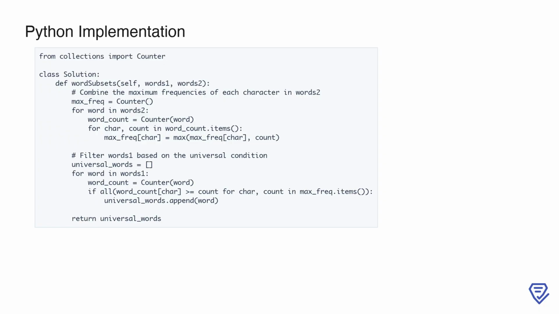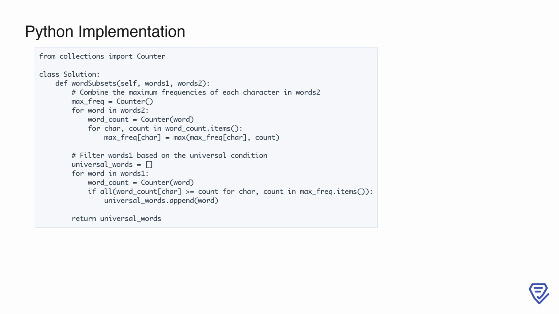3. Calculating maximum frequencies. The first step involves determining the maximum frequency of each character across all words in words 2. A Counter object, max_frequency, is used to store these maximum frequencies. For each word in words 2, the character frequencies are counted using Counter, and the maximum frequency for each character is updated in max_frequency using max.